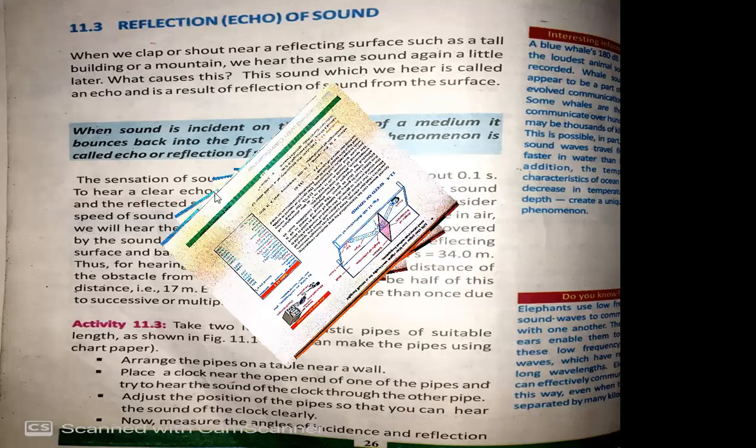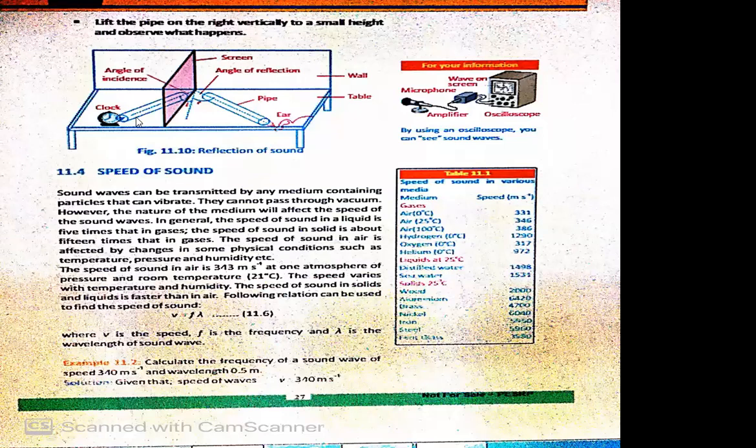This is the activity we did, 11.3. He took two pipes, one pipe and a second pipe. On one open end of the pipe you will place the clock, and on the other end you will place the ears, right? And you will adjust these two pipes.